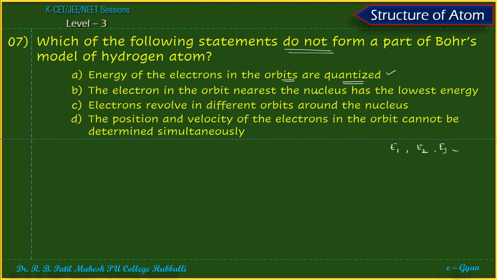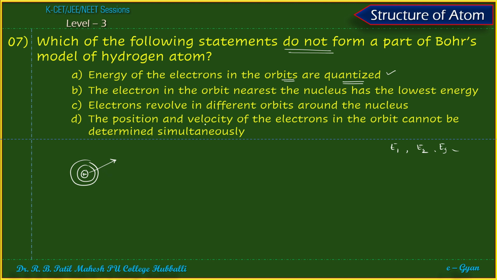Electron in the orbit near to the nucleus has the lowest energy. Yes, of course, as we move away from the nucleus, energy of the electron is going to increase. This is one of the postulates of Bohr's atomic model. Electrons revolve in different orbits around the nucleus. Of course, electrons can revolve around the nucleus in different shells or orbits.